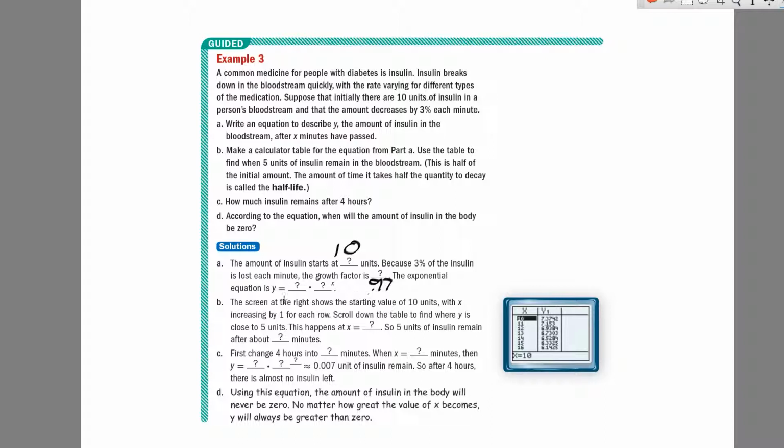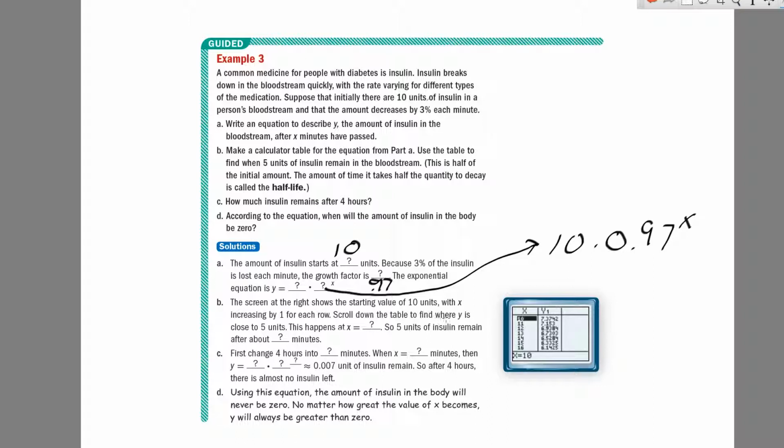The exponential equation for this is, I'm going to draw an arrow over to here where I have more room, 10 times 0.97 raised to the x power. That gives me the exponential equation I can use to describe how much insulin is left in the bloodstream. The screen at right shows the starting value of 10 units. Scroll down the table to find where y is closer to 5 units.